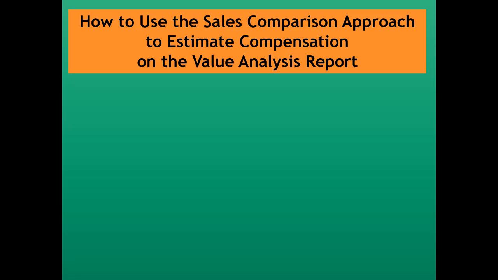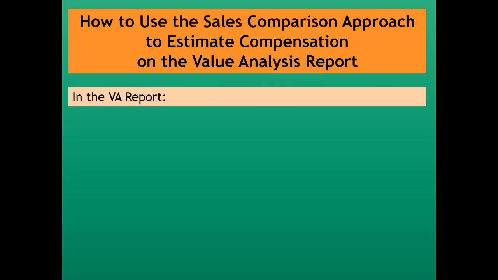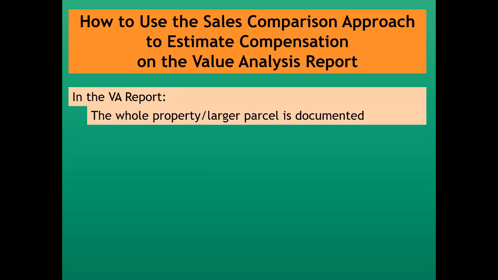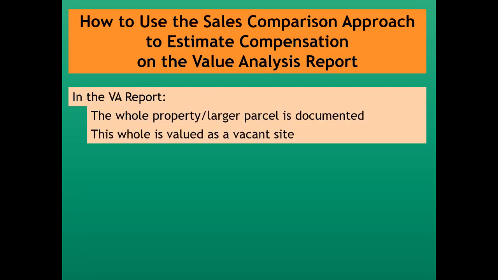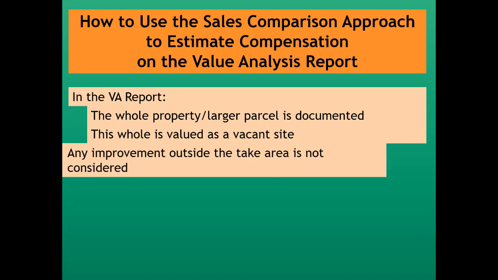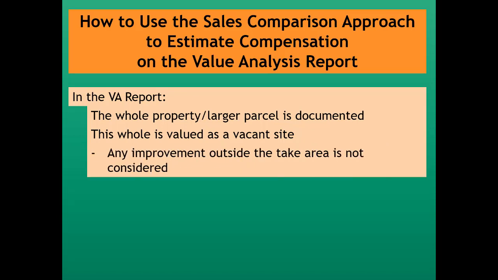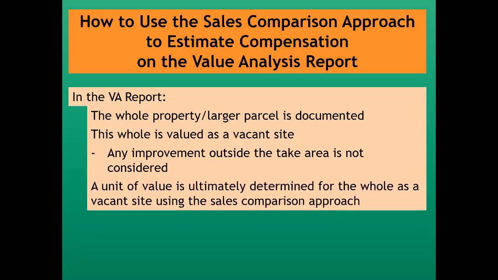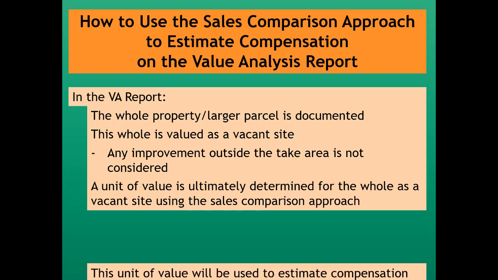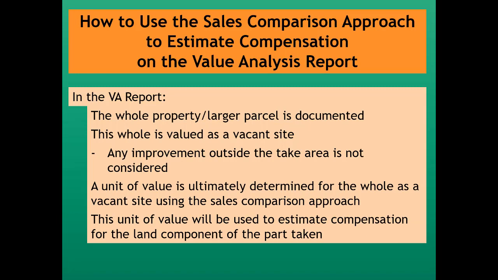Now we're going to talk about how to use the sales comparison approach to estimate compensation on the value analysis report. In the VA report, the whole parcel is documented. The whole is valued as a vacant site. Any improvement outside the take area is not considered. A unit of value ultimately is determined for the whole as a vacant site using the sales comparison approach. And this unit of value will be used to estimate compensation for the land component of the part taken.